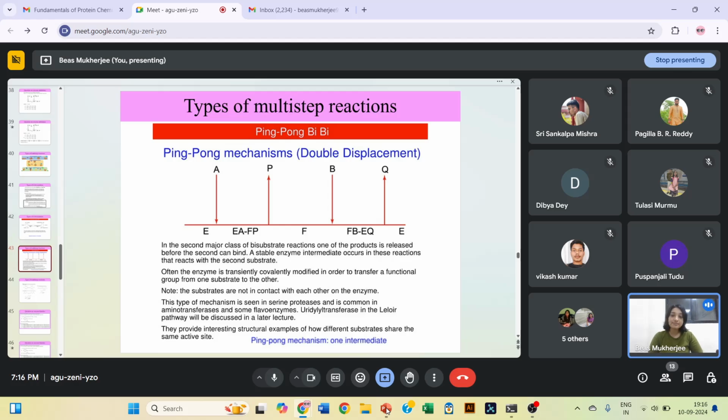This type of mechanism is seen in serine proteases and is common in aminotransferases and some flavoenzymes. So with any kind of transferase, you know that it is going to take a particular chemical entity from something and put it onto something else, so it is going to carry that chemical entity in the process. So a transferase would definitely be involved in a ping pong bi-bi mechanism. Uridyl transferases provide interesting structural examples of how different substrates share the same active site. So the ping pong mechanism has intermediates.